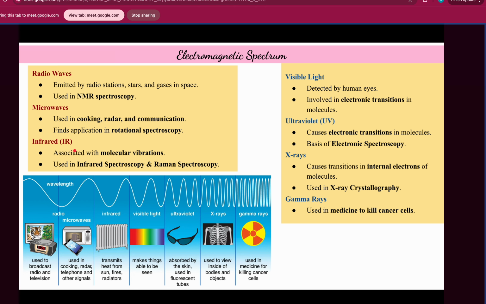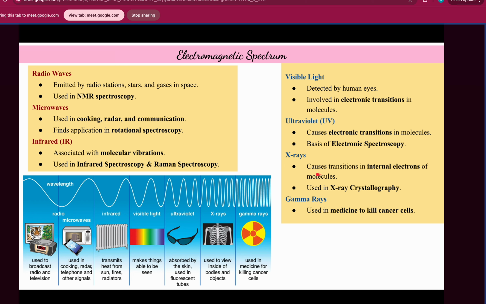Then come infrared waves or infrared rays. These are associated with molecular vibrations, and are used in IR spectroscopy and also have applications in Raman spectroscopy. Then comes visible light, which is detected by human eyes, and it is involved in electronic transitions in the molecules. Then ultraviolet light causes electronic transitions in molecules, and that's why it is used in electronic spectroscopy. It's also known as electronic spectroscopy because of the transitions it allows.